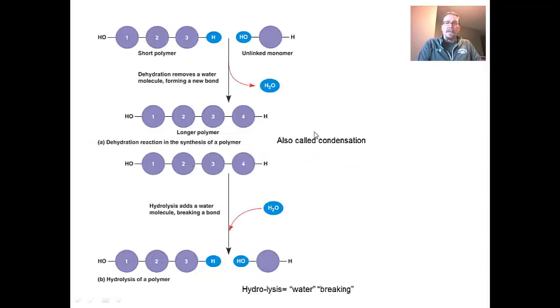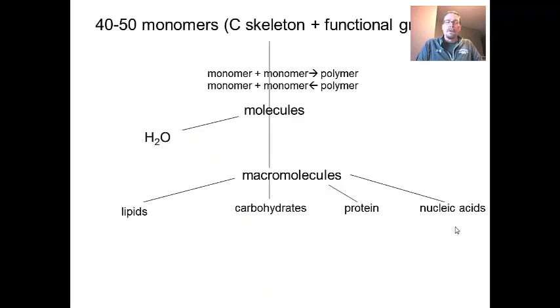Here's a dehydration synthesis. You're making a polymer, where here, as you're breaking apart, it's the hydrolysis portion. Okay, so again, 40 to 50 monomers. Water is a key molecule. Here are the macromolecules we're looking at. Fats or lipids, carbohydrates, proteins, nucleic acids.